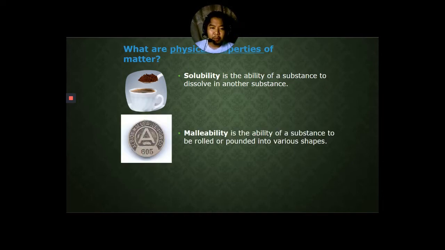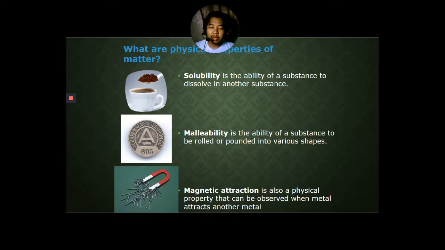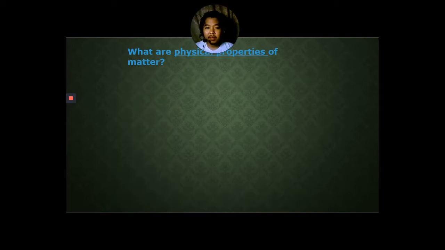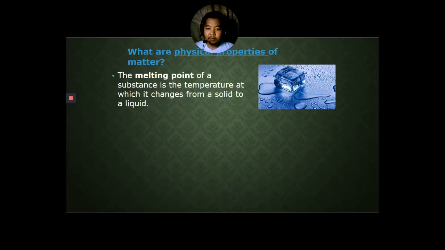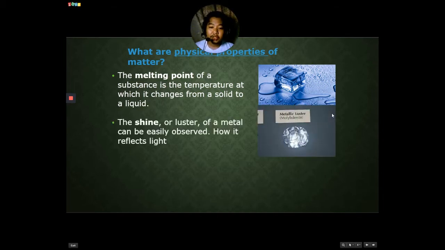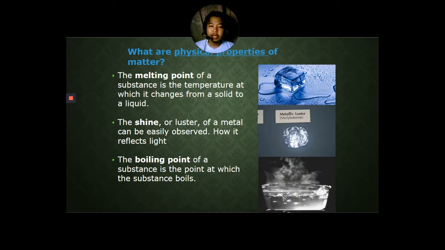Malleability as well. One of the most famous examples of a material which is very malleable is gold, because we can hammer it and change it into various shapes. That's why gold is one of the most important metals in the world. Also, we have the magnetic attraction, the ability of a metal to be attracted to another metal. More physical properties include the melting point, when a solid turns into liquid because the temperature rises. We also have the luster, or the shine of an object, gaano siya kakintab, and also the boiling point. At what temperature does this liquid boil, or evaporate?